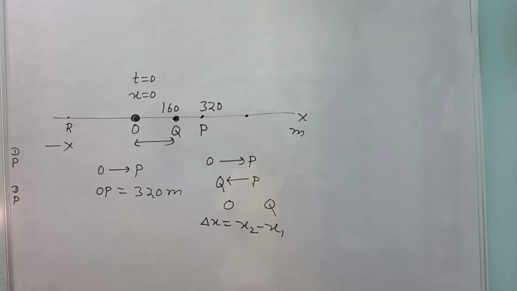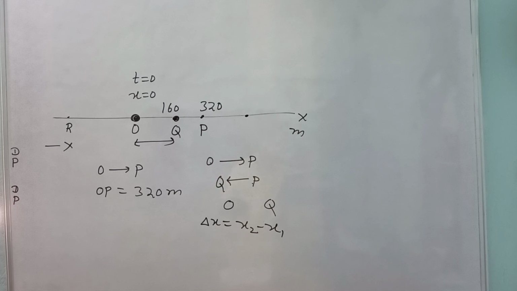And keep in mind, if x2 is greater than x1, then that delta x is positive. If x2 is less than x1, then delta x is negative. So this is the displacement. So what is displacement? The shortest path between initial point and final point, or you say this is the change in position of an object. I mean, initial position is this, final position is that. So what is change in position? That gives you displacement.